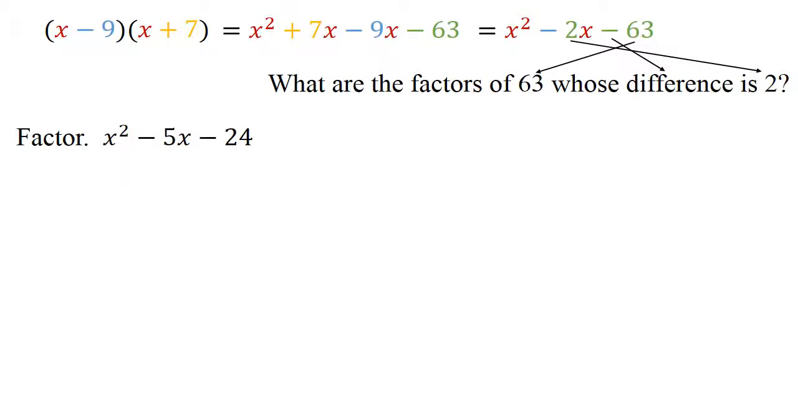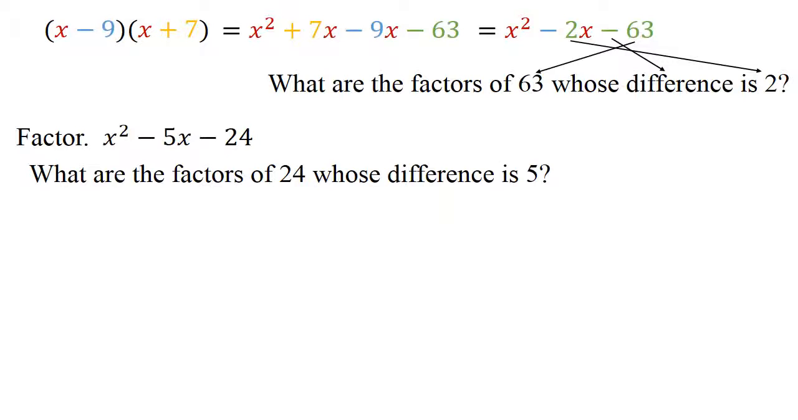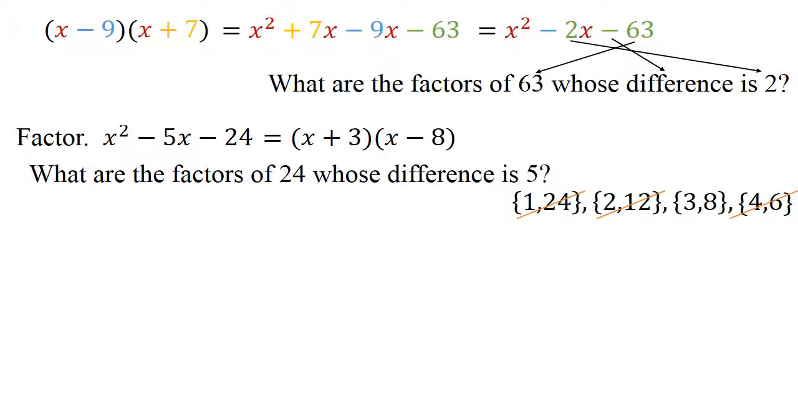So I'm going to look at this and I'm going to ask myself, what are the factors of 24 that are different by 5? So I go through all the factors of 24. 1 and 24 are different by 23. 2 and 12 are different by 10. 4 and 6 are different by 2. 3 and 8, though, are different by 5. And because I want that to be a negative 5, the larger one, the 8, has to be the negative. So positive 3, negative 8.